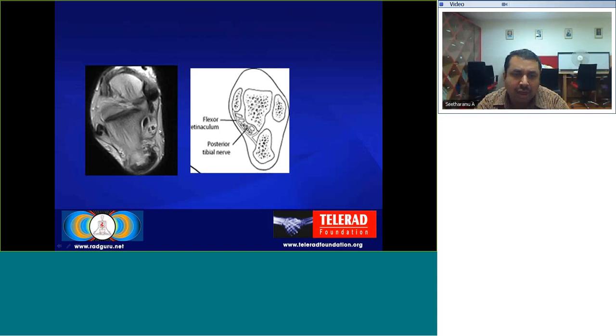demonstrating the normal contents of the tarsal tunnel, that is the nerve, the vessels and the tendons. This is the flexor retinaculum. So a schematic diagram demonstrating the flexor retinaculum, nerves and the vessels, and anteriorly the tendons. So any pathology of either the tendons or nerve sheath tumors or anything can compress the nerve within the canal and cause symptoms of pain, numbness along the medial part of the foot.